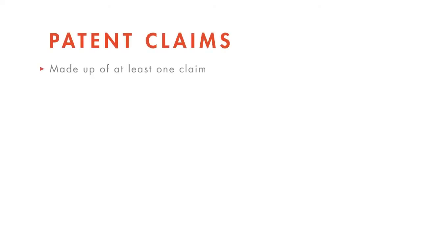A patent is made up of at least one claim, but many include multiple claims. A claim, in technical terms, defines the extent of the protection conferred by a patent. In the context of infringement, a patent is infringing only if someone infringes all elements of the patent's claim.